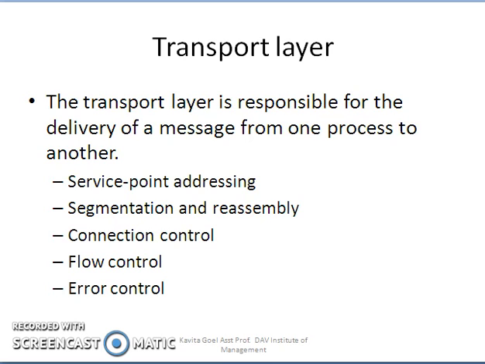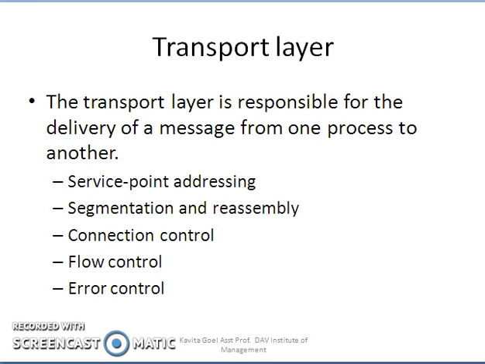Now, the first function is the service point addressing, also called port addressing. Computers often run several processes at the same time. For this reason, process-to-process delivery means delivery not only from one computer to the next but also from a specific process on one computer to a specific process on the other computer. The transport layer header must therefore include a type of address called a port address. The network layer gets each packet to the correct computer. The transport layer gets the entire message to the correct process on that computer.